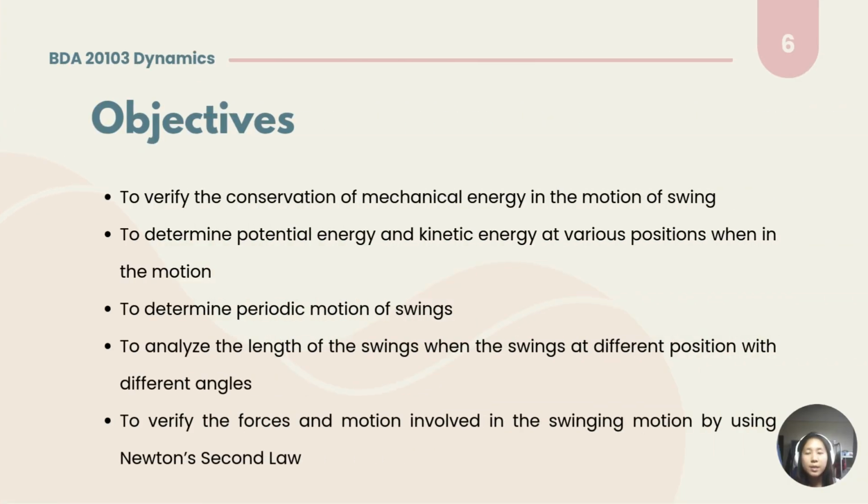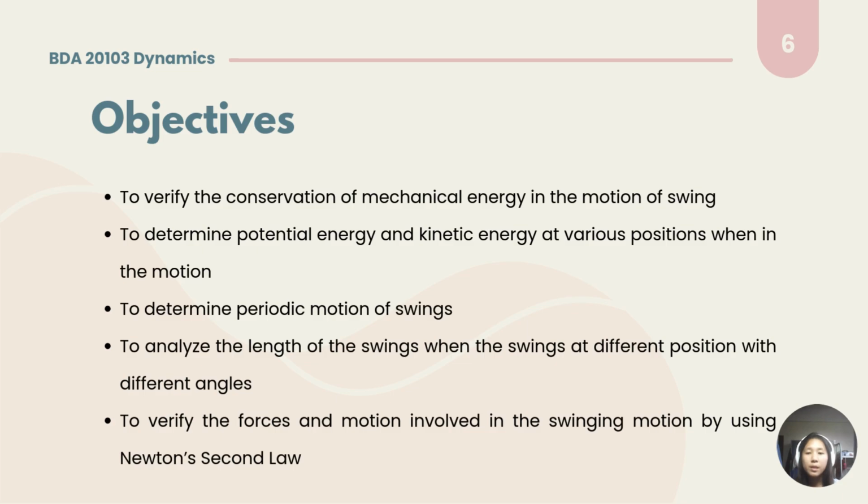Next, we discuss the objective part. First, when the swing is displaced and released, it will accelerate towards the equilibrium position due to the component of gravitational force acting along the swing's arc. So we have to determine the potential energy and also the kinetic energy at various positions in the motion, and to verify the conservation of mechanical energy in the motion of the swing.